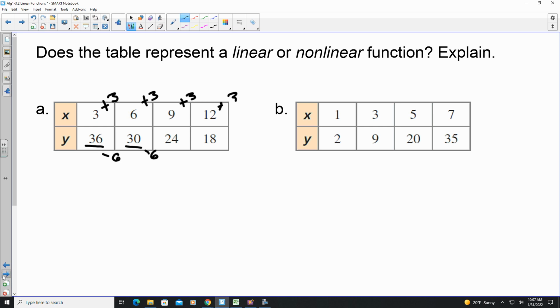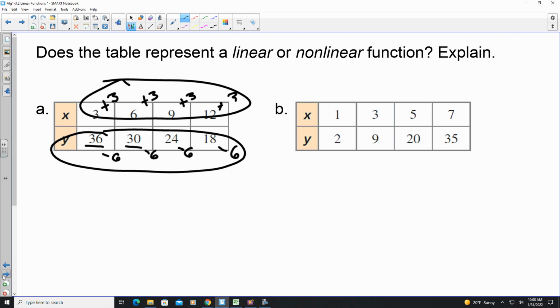30 minus 6, does that give me 24? The answer is yes. 24 minus 6, does that give me 18? The answer is yes. So everything in the y part of the table gets subtracted by 6. Since I have a constant common difference of 3 and a constant common difference of negative 6 in both the x and the y, I can say that example A, yes, is in fact linear. It has to work in both the x and the y coordinates.